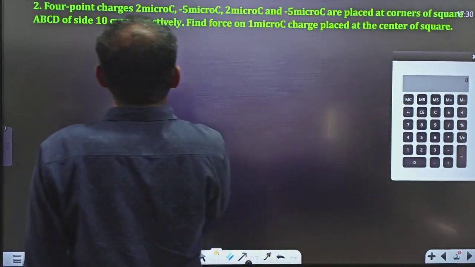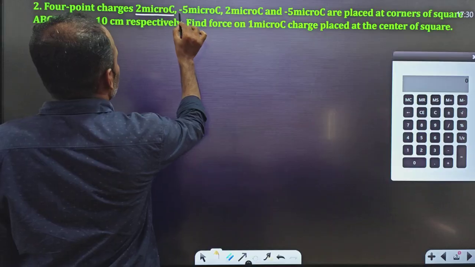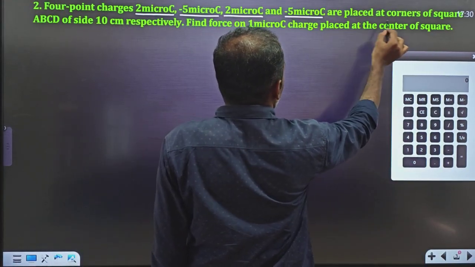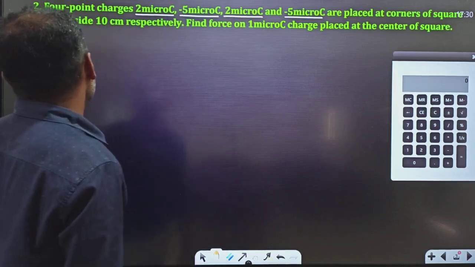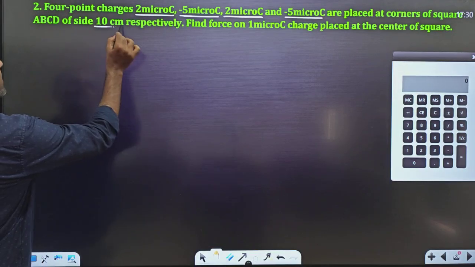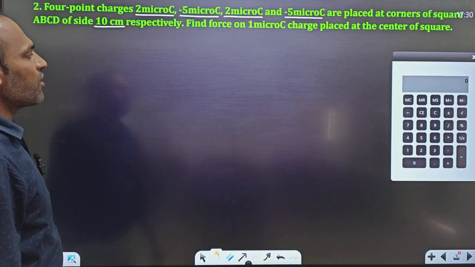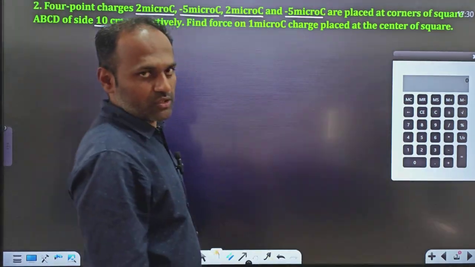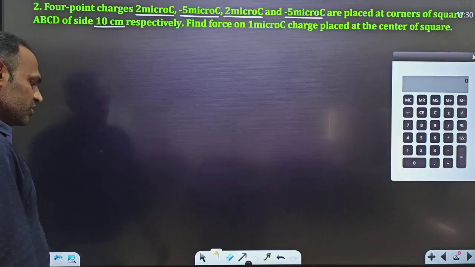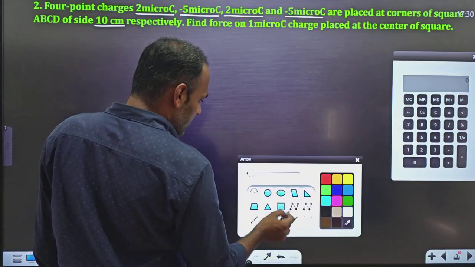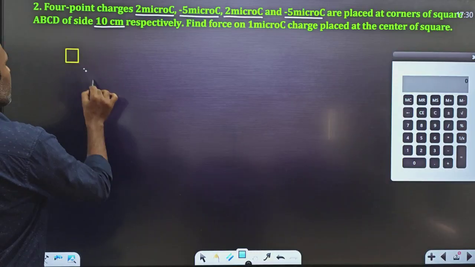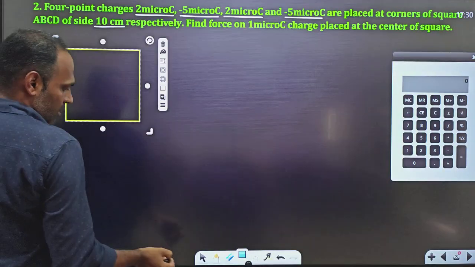Four point charges, 2 microcoulomb, minus 5 microcoulomb, 2 microcoulomb and minus 5 microcoulomb, are placed at the corners of a square ABCD of side 10 cm respectively. Find the force on a 1 microcoulomb charge placed at the center of the square. So this is a force question. What geometrical figure is given here? A square is given. So let us take a square here.